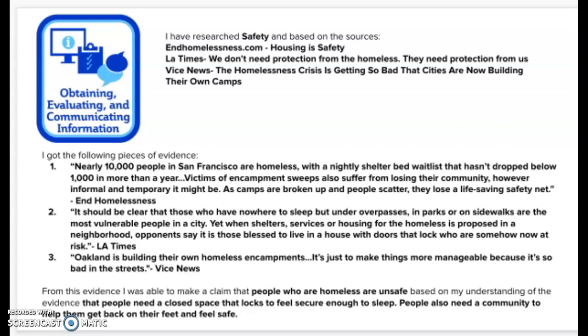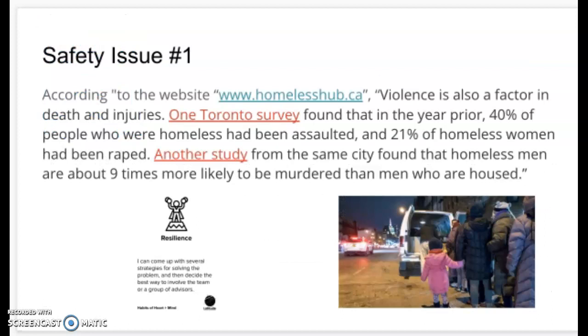So in this example, filling in the sentence starters, I said I've researched safety, and based on the sources, and I listed the three sources as asked. And I got the following pieces of evidence. So you can go through this stuff, and you can also just go ahead and have the presentation kind of speak for itself. So in this example, the safety issue, number one, that I'm going to talk about is that violence is a factor of death and injuries.